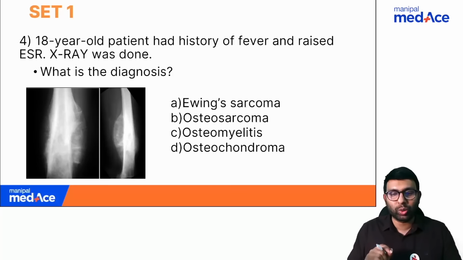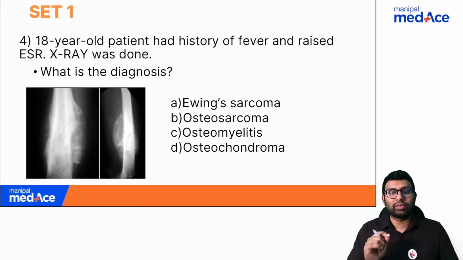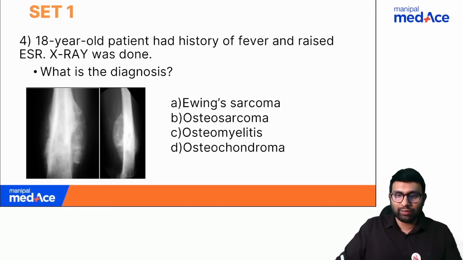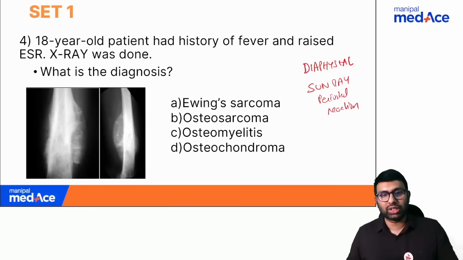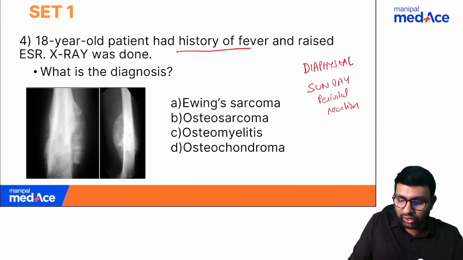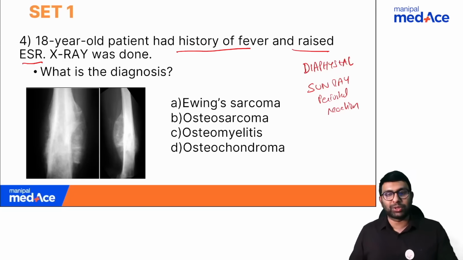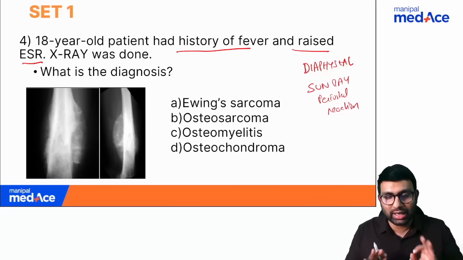Now coming to the fourth question, another image-based question where they've told you there is an 18-year-old patient with a history of fever, raised ESR, X-ray is done. From what I've collected as the common consensus, they've told me that it was a diaphyseal area where the tumor was present and there was a sun ray type of periosteal reaction. We know that history of fever and raised ESR was given in the option.